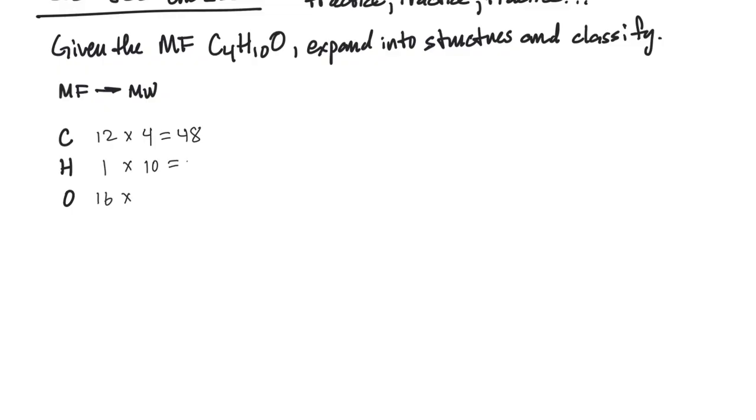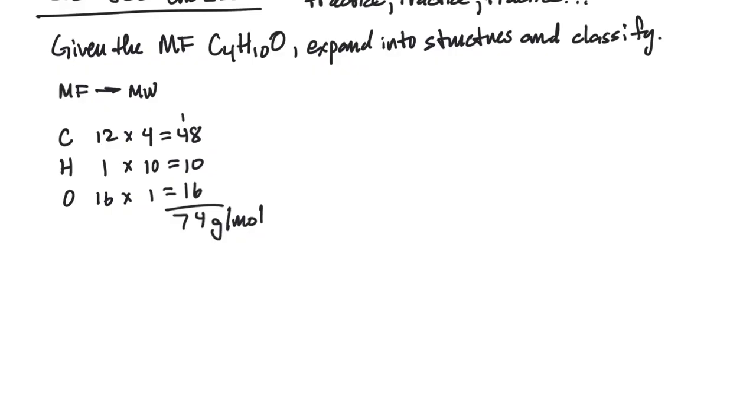Hydrogen is 10, so 1 times 10 is 10. Oxygen is 16 times 1. That gets us 16. So let's go ahead and add all of those up. 8 plus the 6, that's going to give us 14. Then we have 4, 5, 6, 7, which gives us a total of 74 grams per mole. So that's one exercise that's useful to be proficient in.